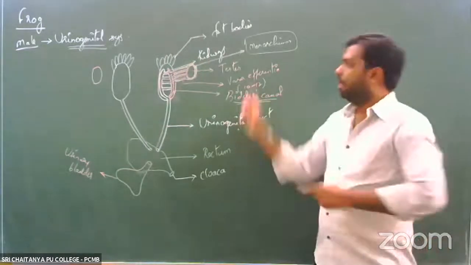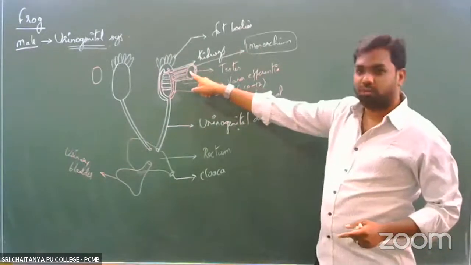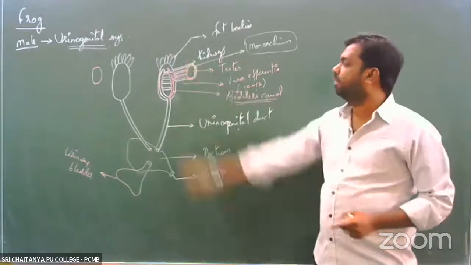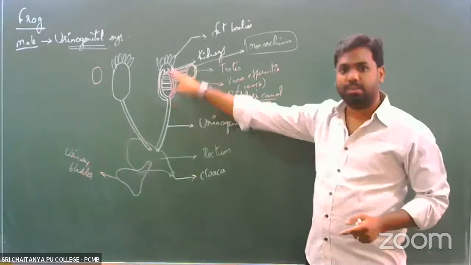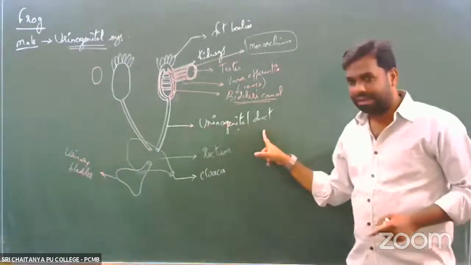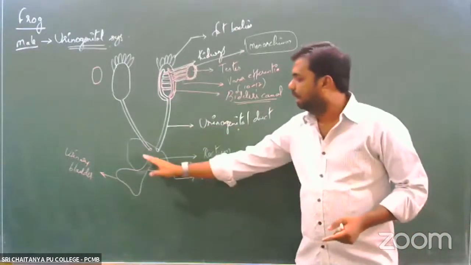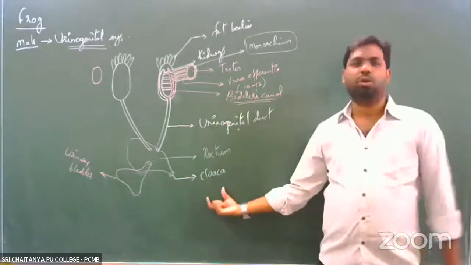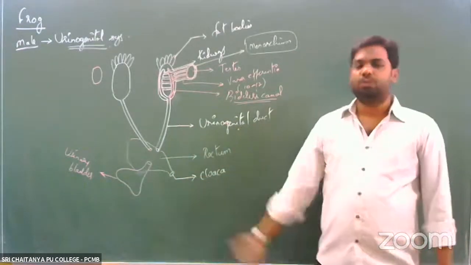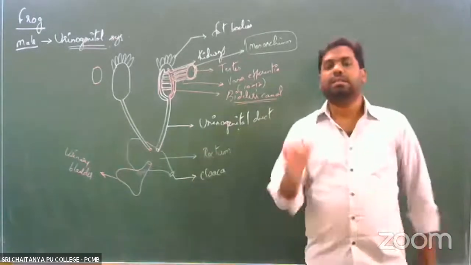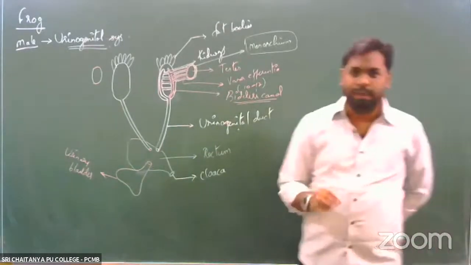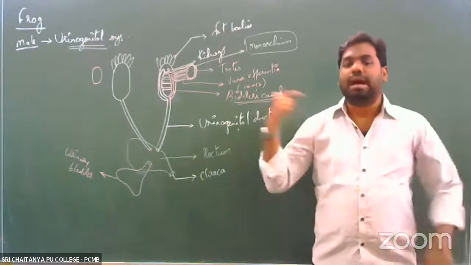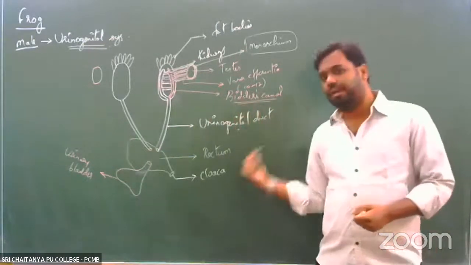Third, the sperms formed in the testis pass through the vasa efferentia. From the vasa efferentia, they enter into the Bidder's canal, from the Bidder's canal into the urinogenital duct. From the urinogenital duct and the rectum, they are sent out of the body through the cloaca. So that's what we said, that the cloaca is a common opening for three systems. One is the digestive system, through which the undigested food is sent out of the body.